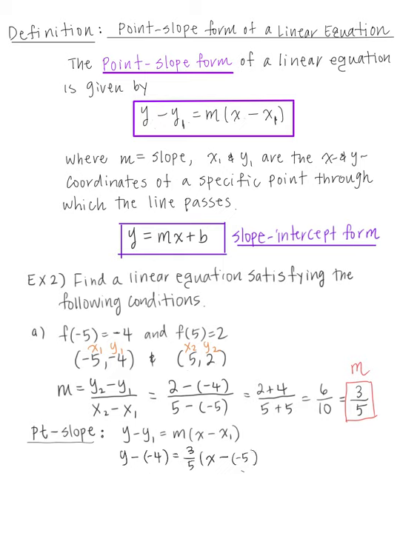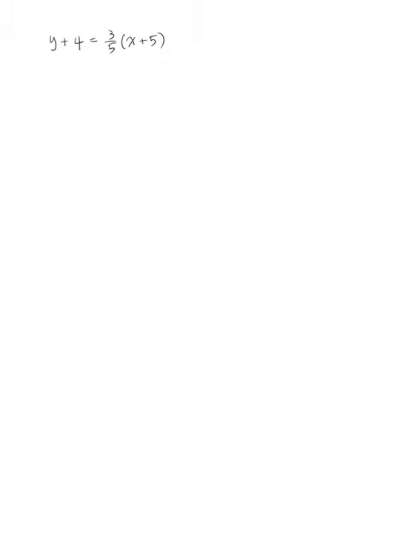So let's clean it up a little bit. Here you're going to have y plus 4 equals 3 over 5 and then x plus 5. So this is the point slope form by taking the first ordered pair. Sorry, I ran out of room, so I just copied down the equation, the point slope form that we just got. Now from here, all you have to do is solve for y to get the slope intercept form. All right, so let's do it.